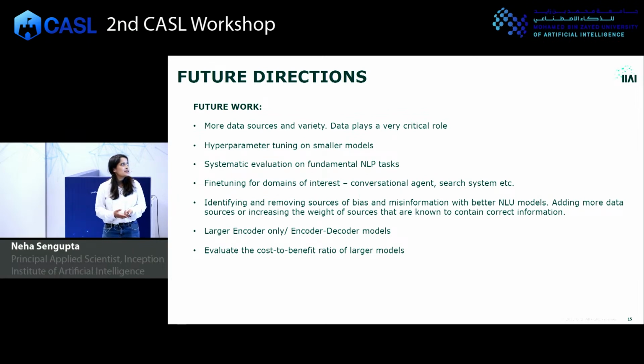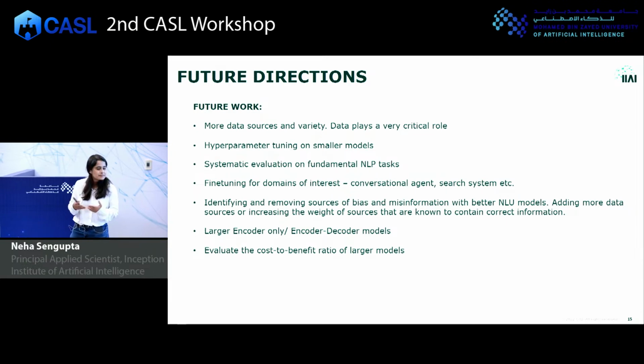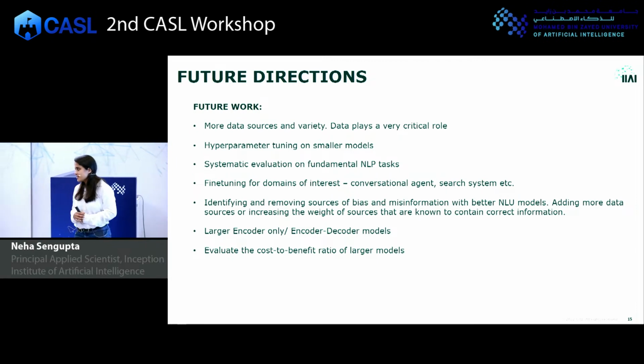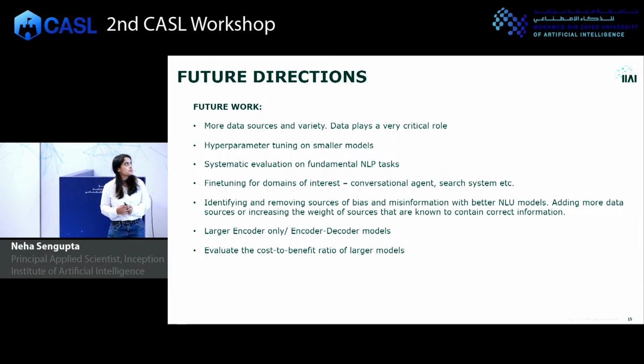So future work, okay, this is my last but one slide. Our future work is to include more data sources, more variety, and more knowledge. We want to tune our hyperparameters on smaller models only. Tuning hyperparameters on larger models is out of scope from a computational perspective right now.